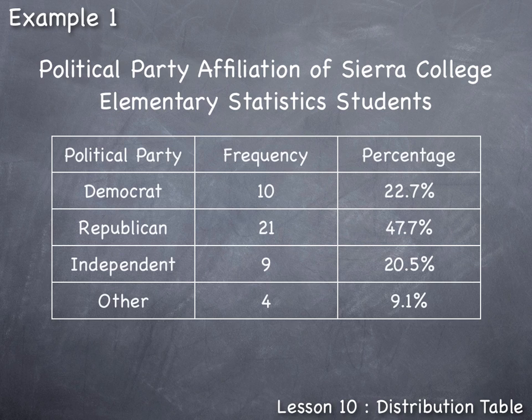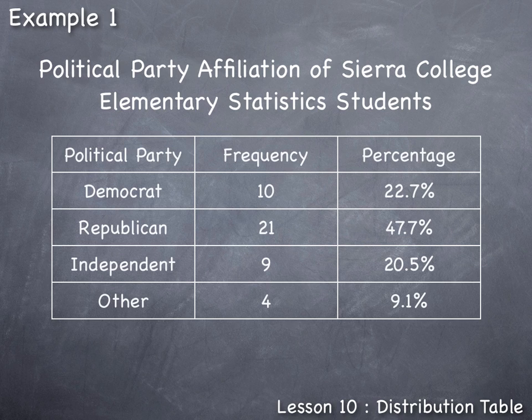This was followed by Democrats, of which there was 22.7% of the sample, and Independents, which was 20.5%. So there's nearly the same amount of Democrats as there were Independents. But still, both of those together don't quite equal the total number of Republicans, which was the most. Other was just the remaining 9.1%.